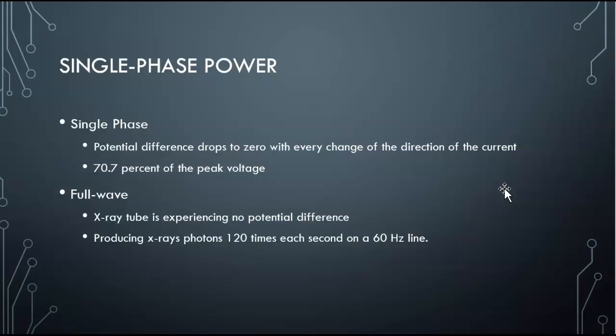All right, so with single-phase power, the potential difference drops to 0 with every change in direction of the current. So it's 70.7% of the peak kilovolts. If you put in 100 kilovolts that you're looking for, it's only going to give you 70% of that, so basically about 71 kVp instead of your 100. Okay, so if we look at full wave, the x-ray tube is experiencing no potential difference, producing x-ray photons 120 times each second on a 60 hertz line.